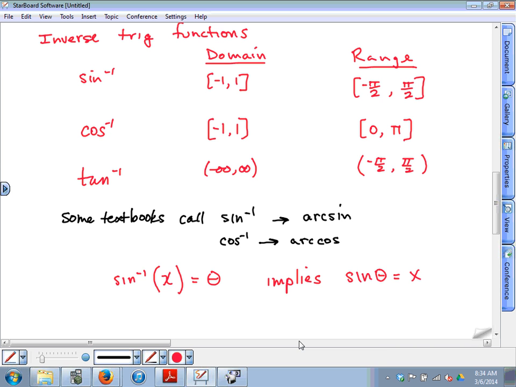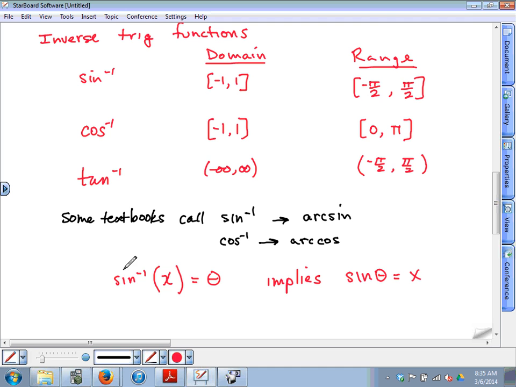Now I need you to listen very carefully and try to understand this relationship between inputs and outputs. Let's start with the one that you're more familiar with, the normal trig function here, sine. The input here, theta. Is theta an angle measure or a normal number? Theta is an angle measure. You take the sine of an angle measure, and what's the output? A number. Okay? But this is reversed for inverse trigonometry.